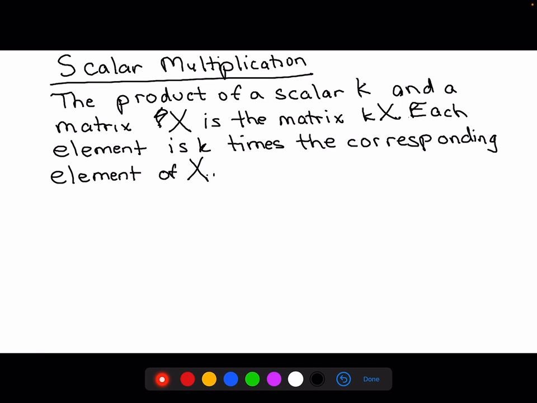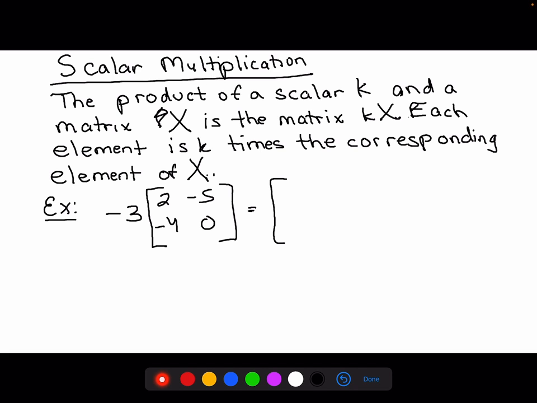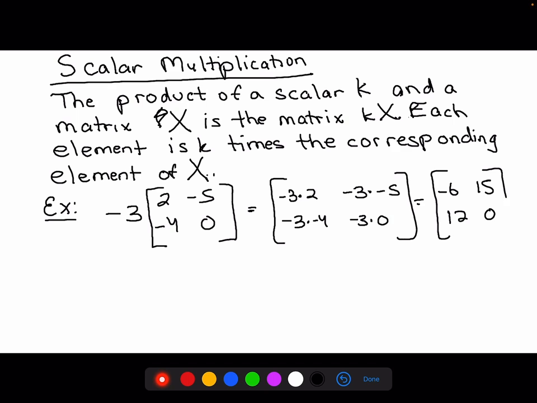All right, so let's say, for example, you have the scalar -3, and you want to multiply that with the matrix 2, -5, -4, 0. So what you do is you take that scalar of -3 and you multiply it with each element in that matrix. So the resulting matrix is -6, 15, 12, 0.